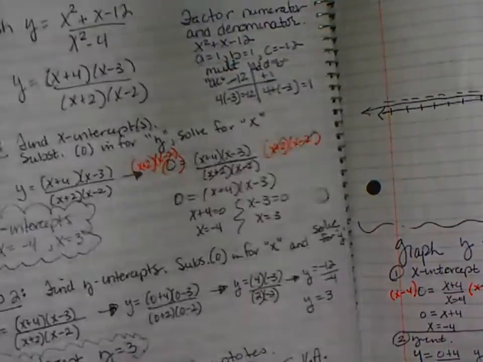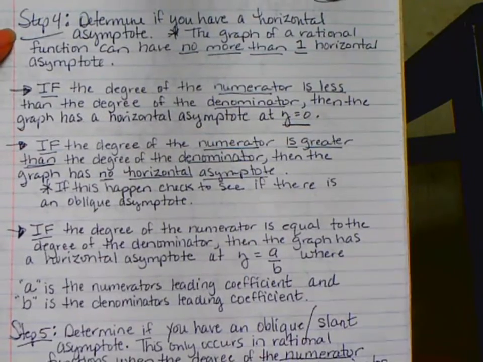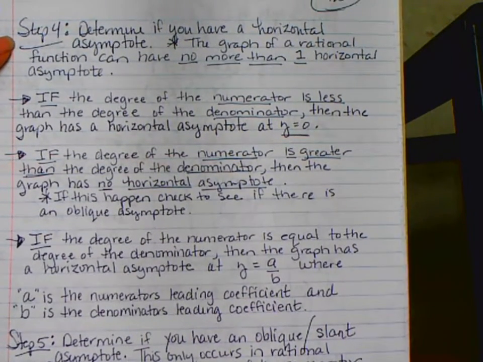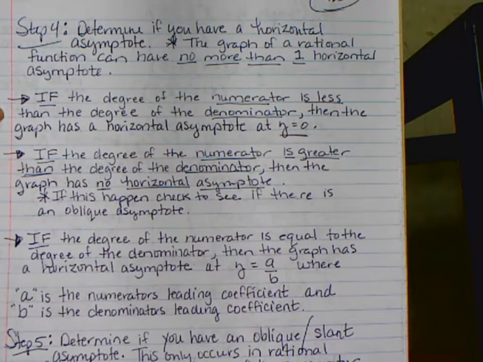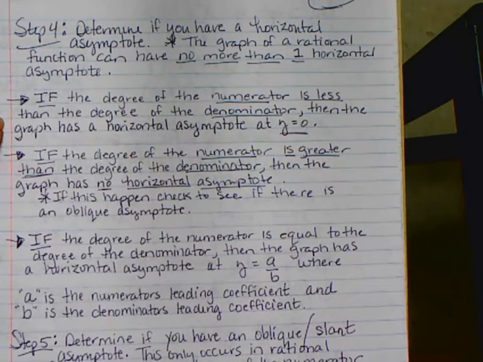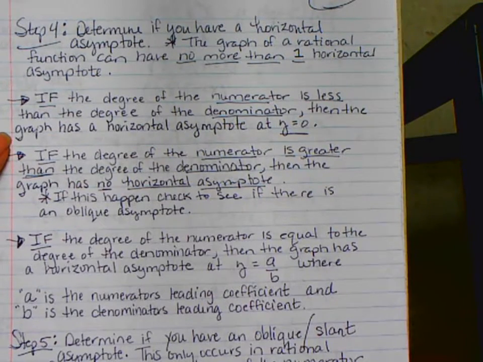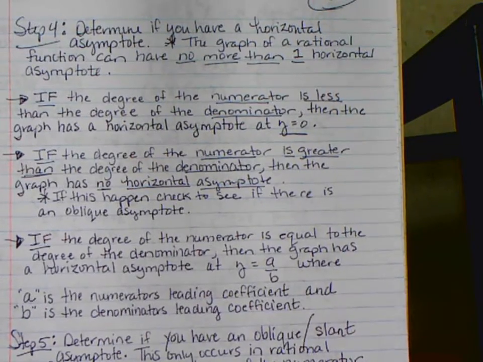So let's go back and see, unless y'all memorized this yet. On page 120, step 4 was the vertical asymptote. Remember, you can't have more than one vertical asymptote. You don't have to have any. If the degree of the numerator is less than the degree of the denominator, is that true? Numerator is less. Then the graph has a horizontal asymptote at y equals 0. So basically, the x-axis is the horizontal asymptote. All right? Does that make sense?